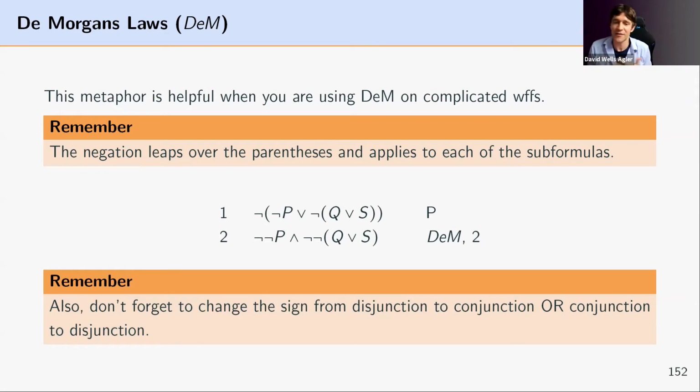Now, once you have these not P and not Q or S, you of course would maybe take off these negations using the double negation rule. But when you're using DeMorgan's laws, that negation is leaping over and applying to each one of those subformulas. And then of course it's transforming it from a disjunction, this V here, to a conjunction, that caret there.